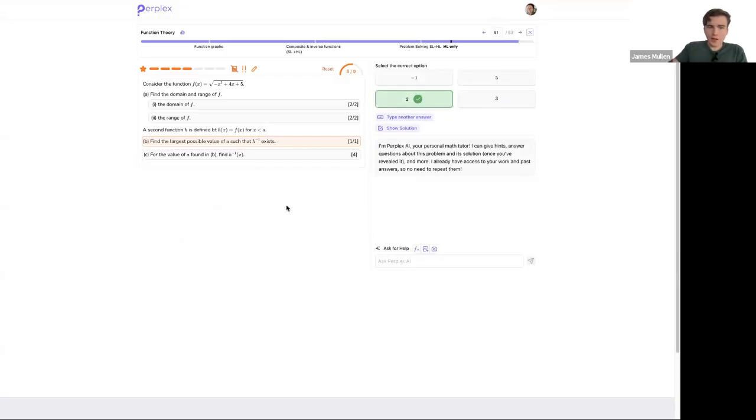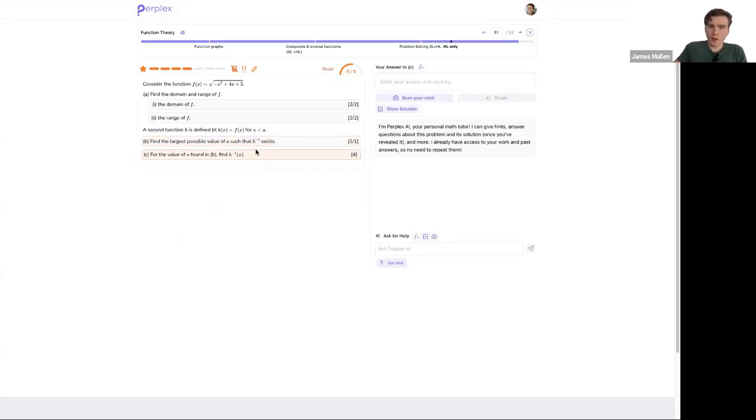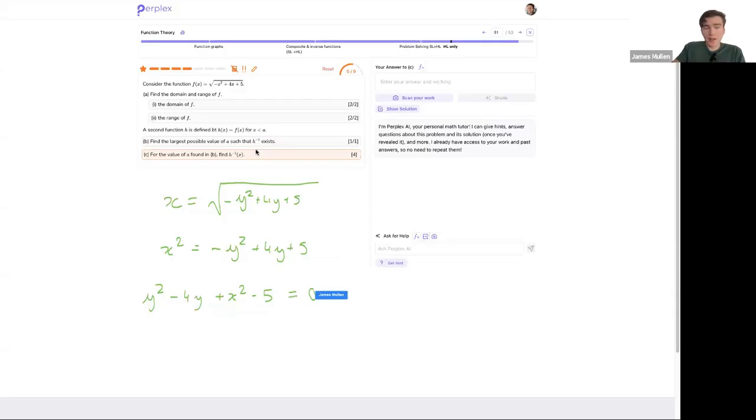Okay. And now finally, find h⁻¹ of x. So I'm going to start by swapping my x and y. x is equal to the square root of negative y² + 4y + 5. I square both sides to get rid of the square root. x² is equal to negative y² + 4y + 5. Bring everything to the left-hand side, and I get y² - 4y + x² - 5 equal to 0. And this is a quadratic in y. Remember, I'm trying to isolate for y.